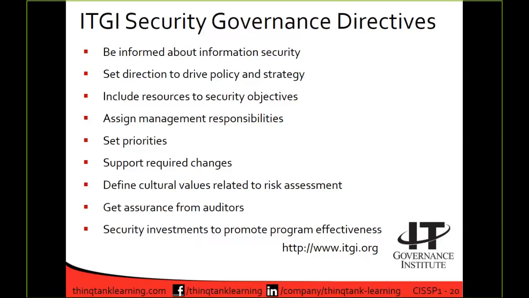Get assurance from auditors. So don't implement everything and just assume everything is working. Have checks and balances. Have third parties come in. Identify whether or not your controls are meeting your objectives. Oftentimes, being in front of things, we might not have the same perspective as somebody coming in and looking from the side, right? Security investments to promote program effectiveness, right? Typically, that involves training. It involves the implementation of technology, but security investments to promote program effectiveness could also involve training as well.